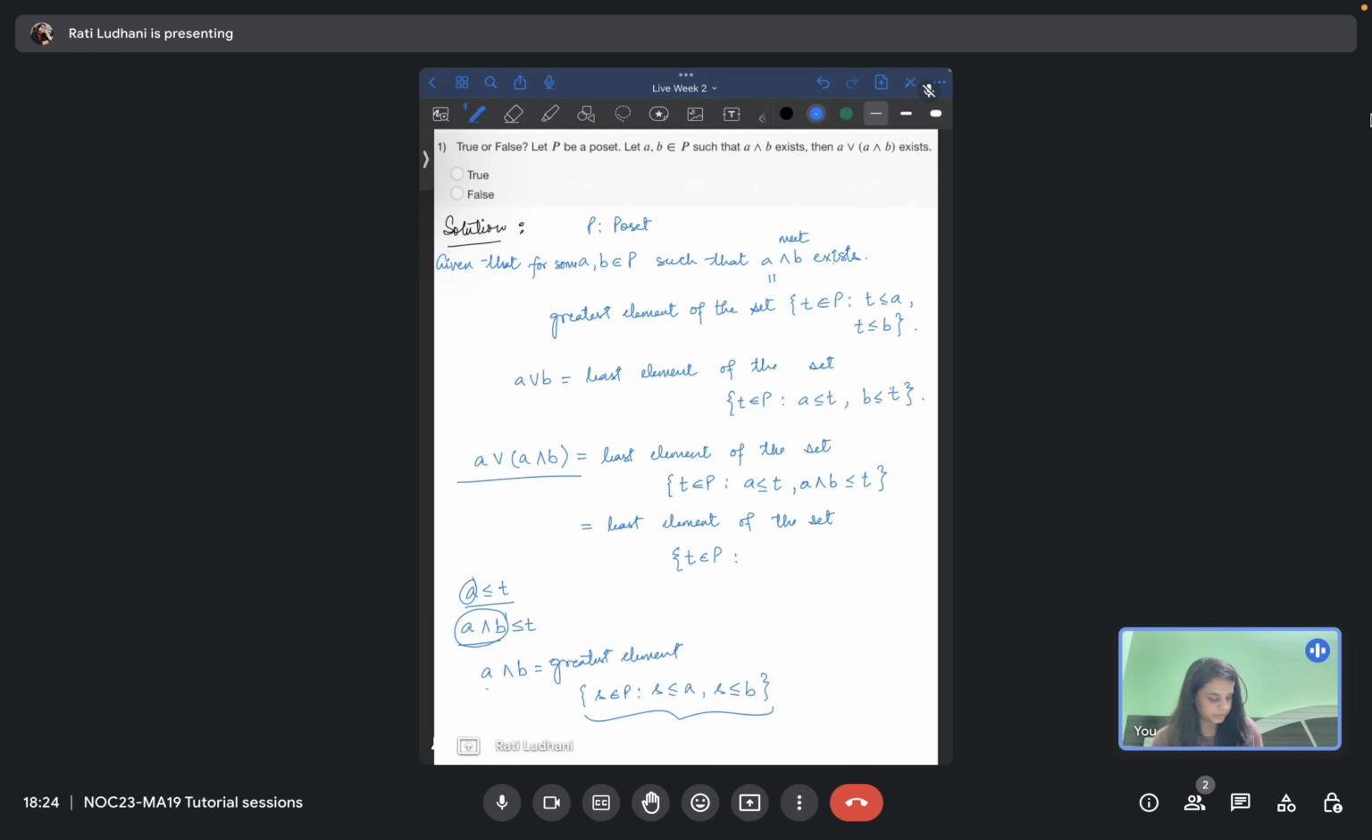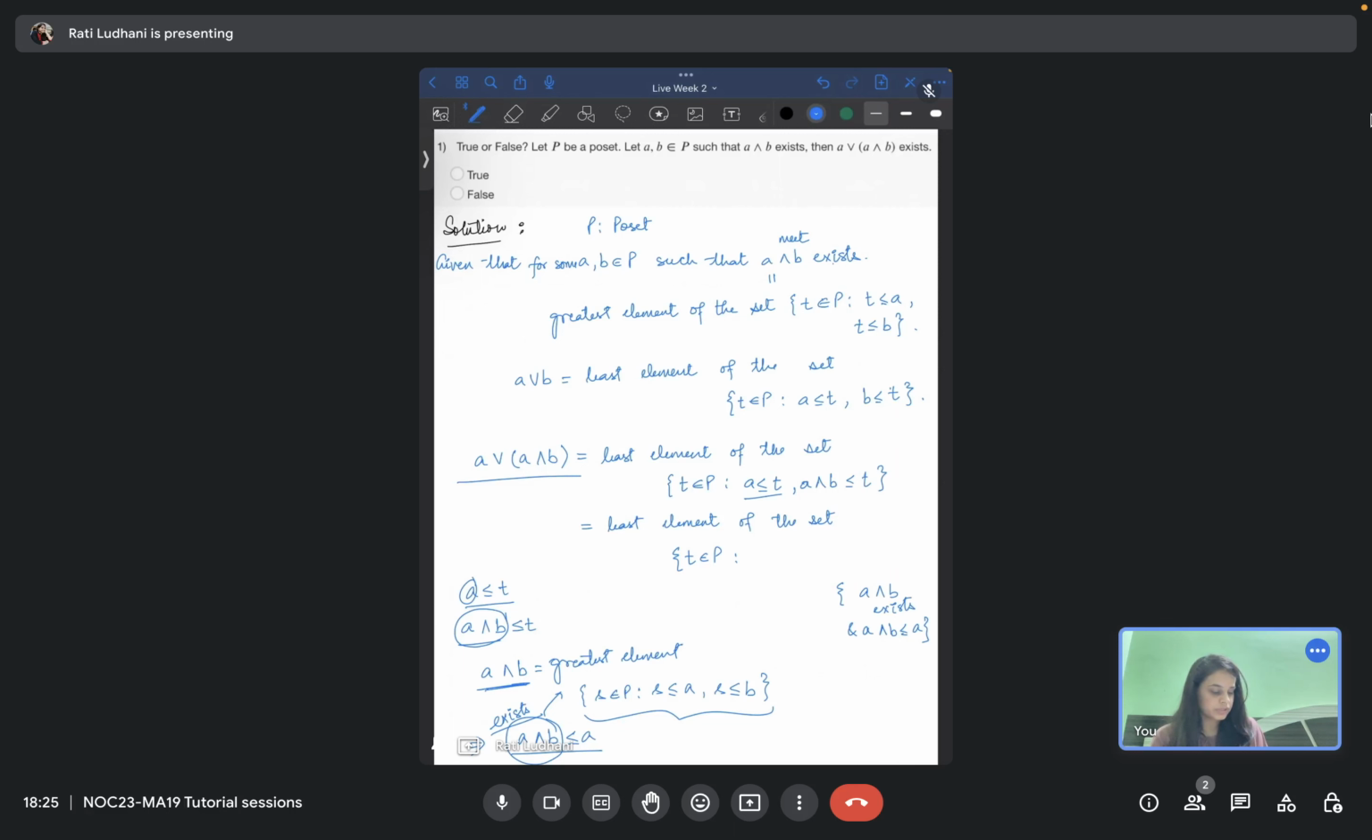So what does that mean? Whatever this element is, it is going to be less than or equal to A. Also, since A meet B exists, we have that value. So with these two things, A meet B exists and A meet B is less than or equal to A, what can we write? Now it has been said that A is less than or equal to T, and A meet B is less than or equal to T.